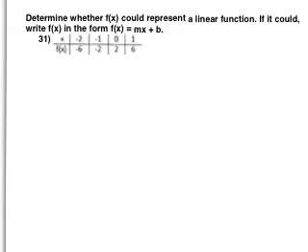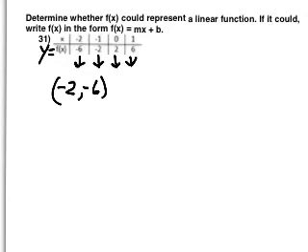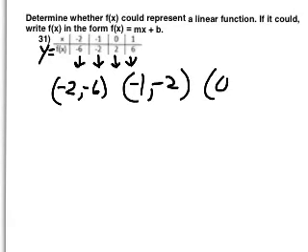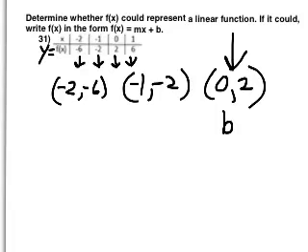So keep in mind that f of x is the same thing as y, right? So each of these things is an ordered pair, right? So we have -2, -6. We have -1, -2. We have 0, 2. Oh, does that look like something to you? That's our b. That's our y-intercept. And then we also have 1, 6.